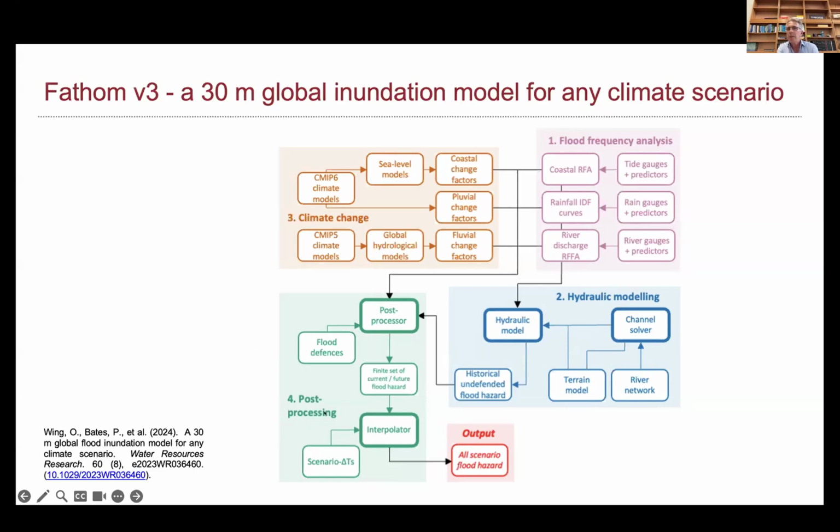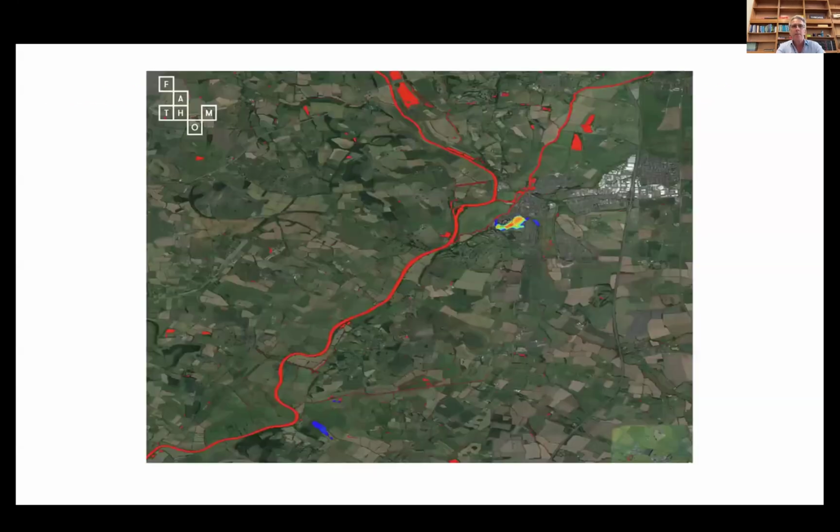And then in box 4, there's some post-processing that we do. We add in the flood defenses because those are critical to whether areas inundate or not. And we also have this thing called the interpolator, which can take a limited set of climate simulations and interpolate to other scenarios which we've yet to simulate. So we simulate all levels of global warming up to more than 5 degrees above pre-industrial. And we can use that to recreate any particular set of climate scenarios that we want. So it's complex, but it's just classical hydraulic modeling scaled up and automated for the planet.